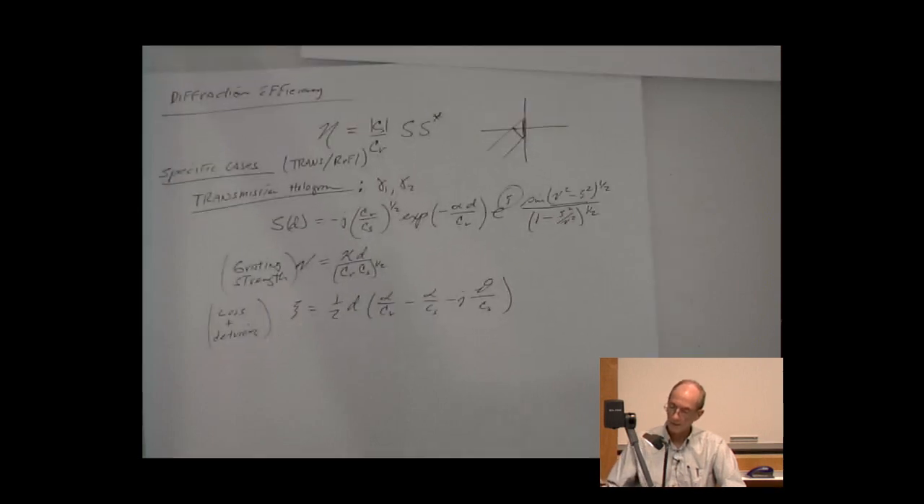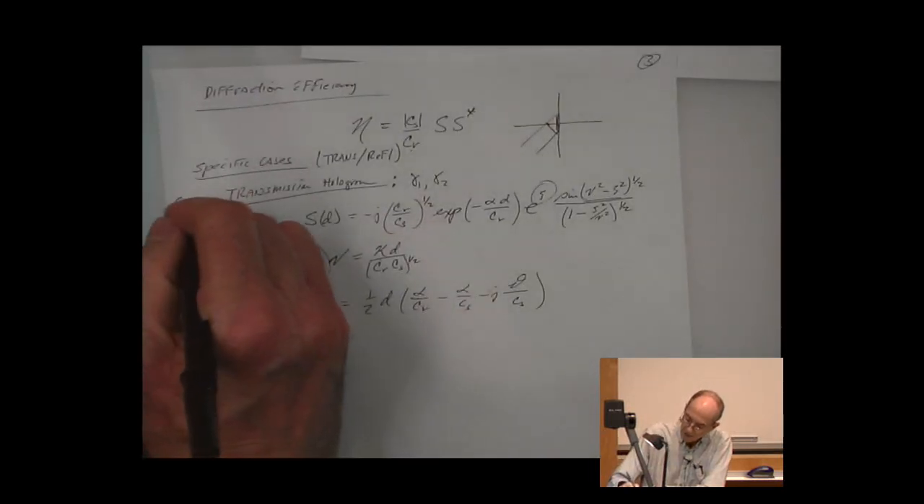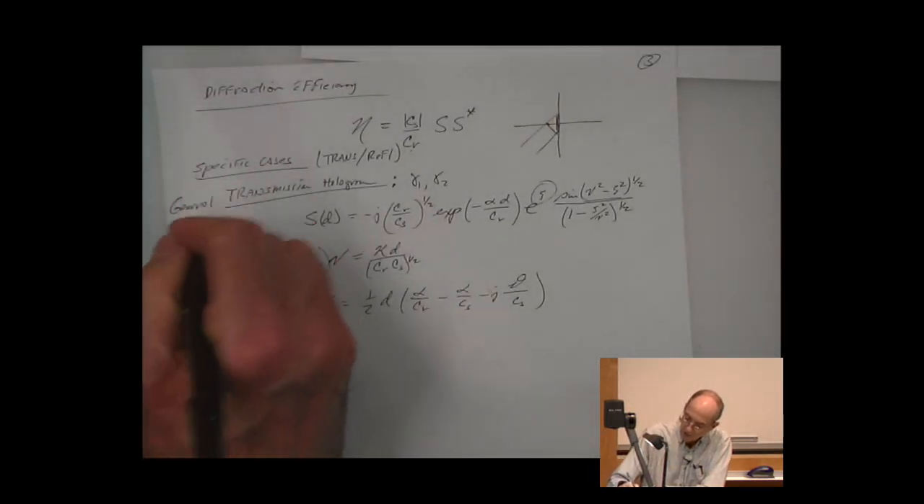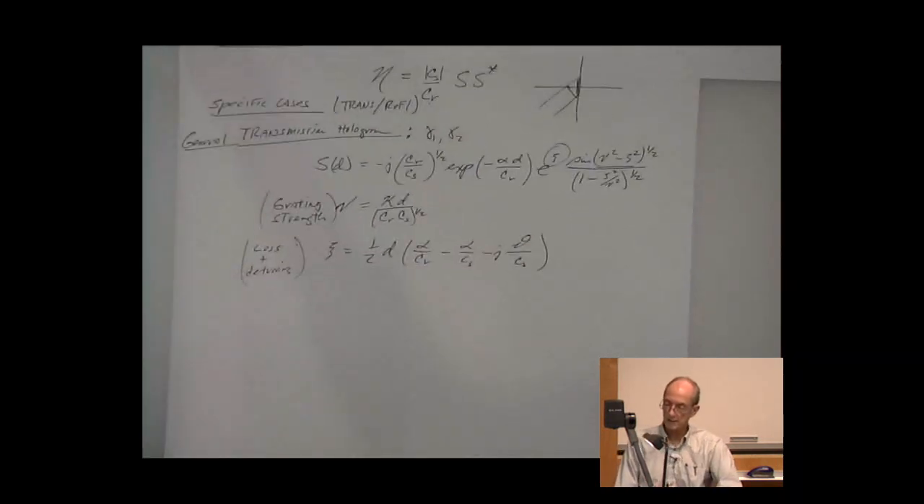All right. So I should qualify this as a general transmission hologram. And all we've done is incorporate the gamma 1, gamma 2 terms that are relevant here and group them in a way that is a little easier to see, to see where things are going.